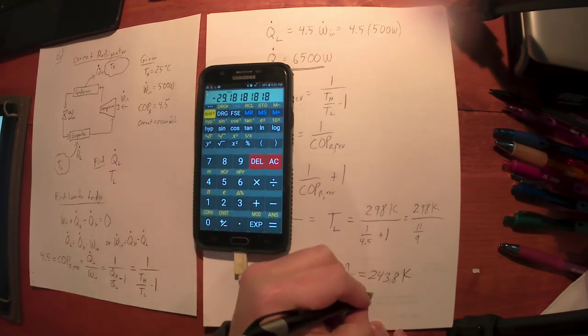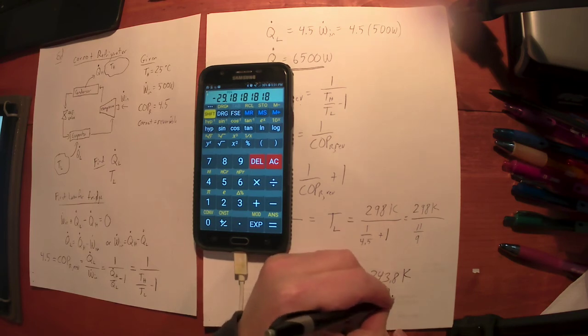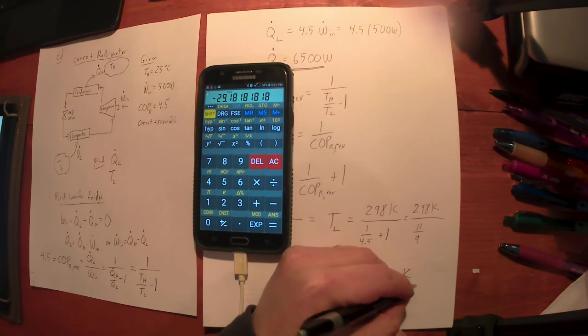Or about minus 29.2, we'll say, degrees Celsius.